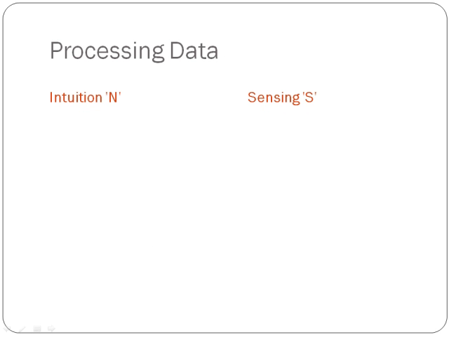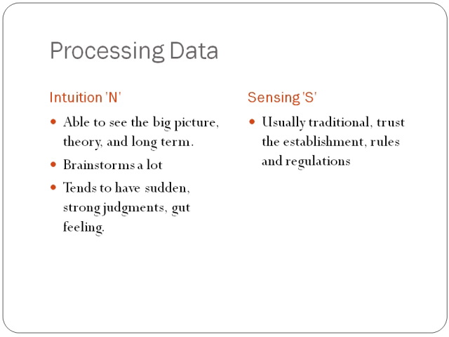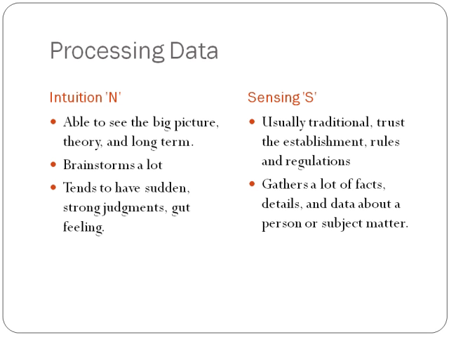And then once you get to that point, how do you process data? How do you take data in? So I talked about this earlier, intuitive. You're able to see the big picture, see abstract ideas, theory, long-term, and so forth. And then brainstorms a lot. Tends to have sudden, strong judgments, gut feelings, and so forth. And on the flip side, you got sensing, usually very traditional, trusts the establishment, rules and regulations, and so forth. Gathers lots of facts, details, and data about people or subject matters, and then makes calculated judgments. So that's just how you process data.